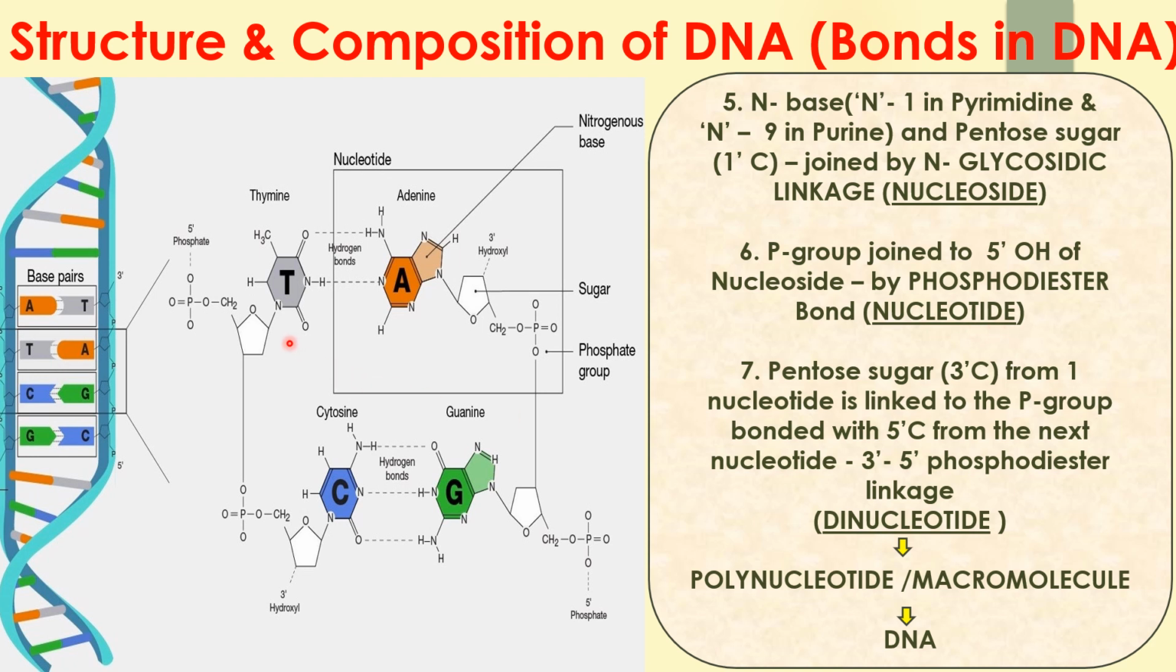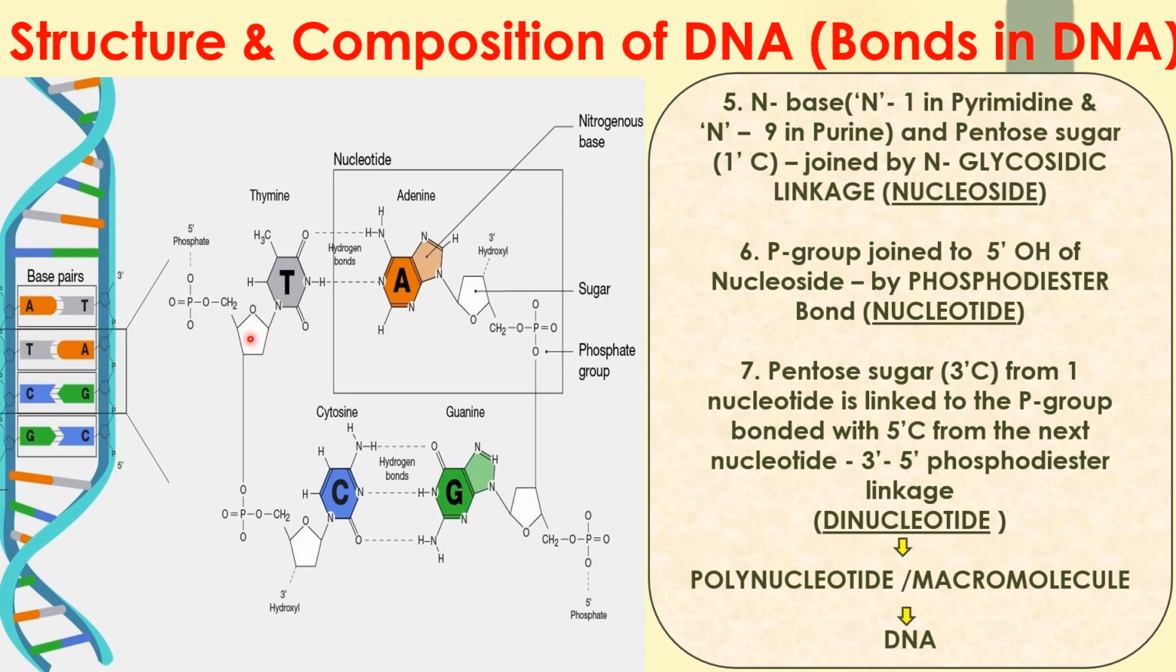Now first let us speak about this linkage. This linkage, you see an N linked to pentose sugar. You can see very well that the nitrogenous base, that is N1 in pyrimidine. Pyrimidine is nothing but here the thymine. That pyrimidine, N1 of pyrimidine, is linked with the first carbon of the pentose sugar.